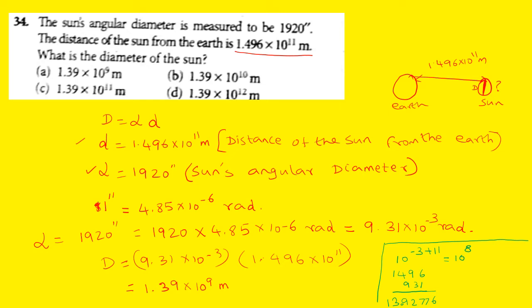So now we have 13.92776 into 10 power 8. But the usual scientific form of representing the answer is that there should be only one number before the decimal point. So what we need to do? We need to divide by 10, so this will become 1.39, and 10 power 8 will become 10 power 9. This is how we get this answer. So maybe you know this already, children.